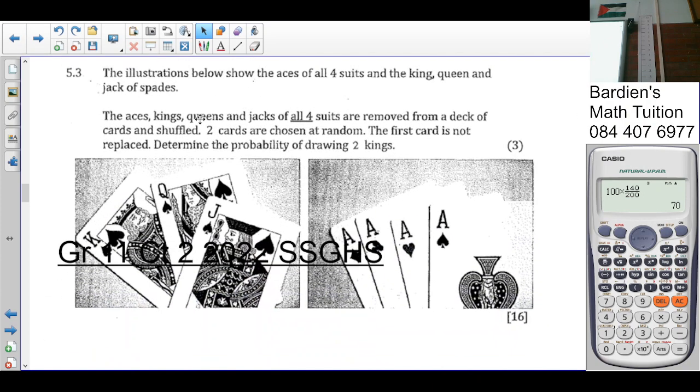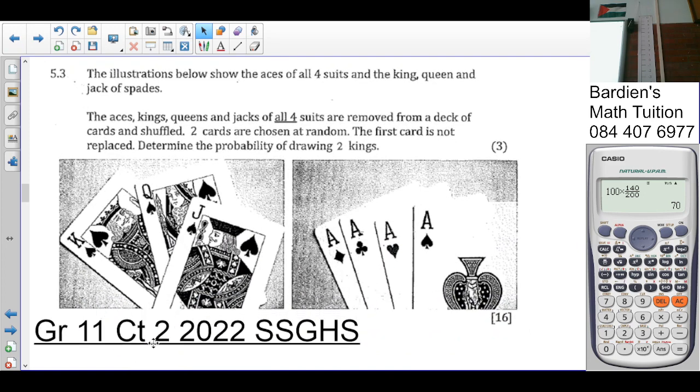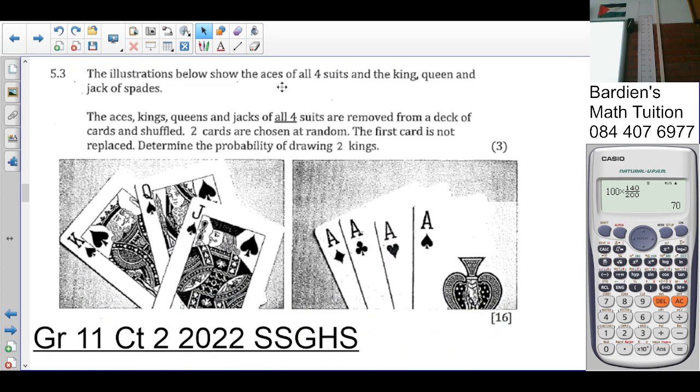The last question, I think, this is. The illustration below shows the aces of 4 suits. We see the suits are clubs, spades, diamonds and hearts. Those are your suits. And the king, queen and jack of spades, and the aces of the 4 suits. The ace, king, queen and jack of all 4 suits are removed from a deck of cards and then shuffled.